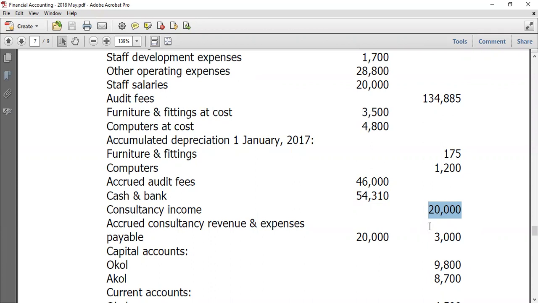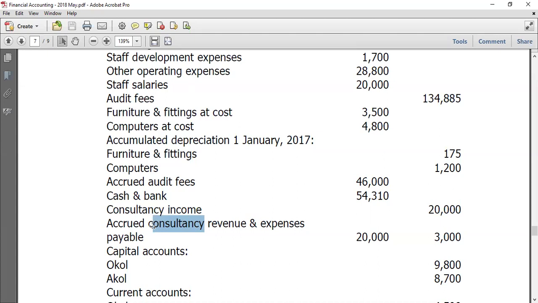Now, I credited consultancy income because this is what the account says. It's an account. In the same way, of course, we have the accrued consultancy income, which I've also gone ahead to debit because it's a receivable.